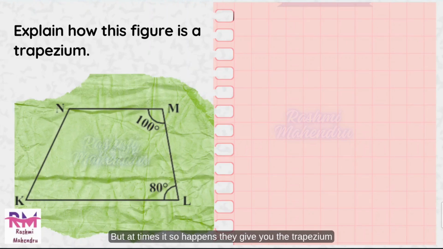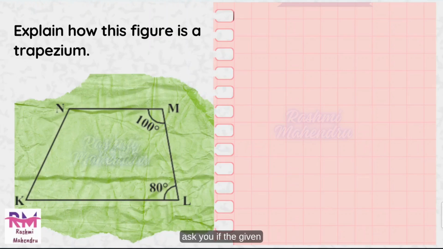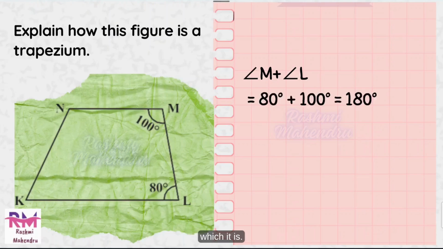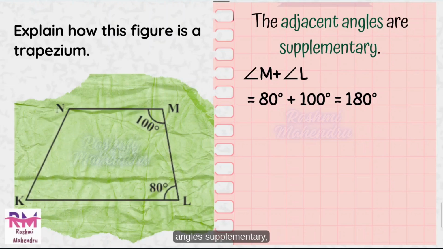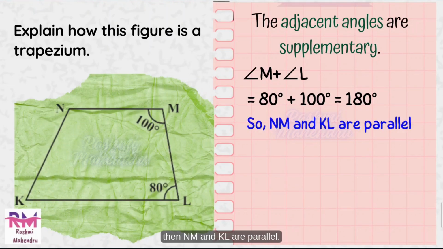But at times it so happens they give you the two angles on the same side of the leg and they ask you if the given quadrilateral is a trapezium or not. So how will you prove or justify your answer? If we observe this trapezium KLMN, you can see that angle M and angle L are sitting on the same side of the leg. So their sum should be 180 degrees, which it is. So can we conclude that since the adjacent angles are supplementary, then NM and KL are parallel?